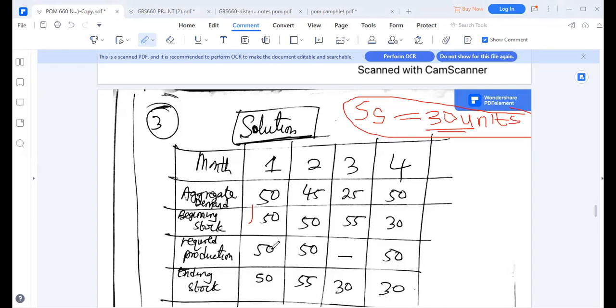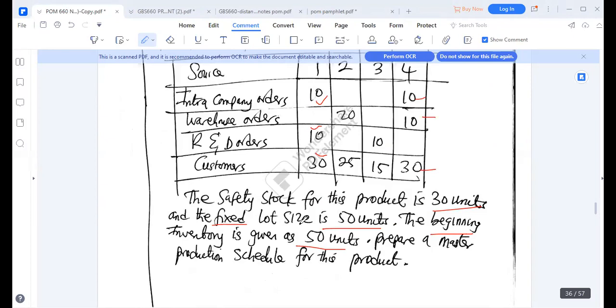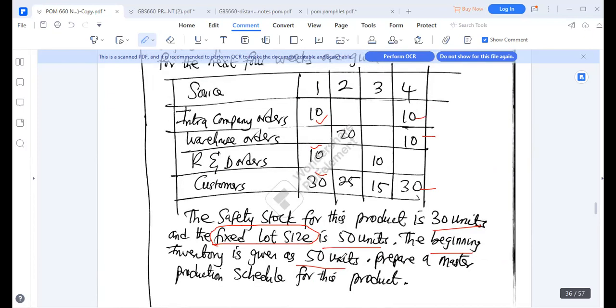So that's why we require production of the fixed lot size of 50. We are finding the fixed lot size. Fixed lot size is the production size. So a fixed lot size of 50, which is 50 units, meaning we are producing in fixed batches of 50. If 50 is not enough, we need to produce 100, in multiples of 50. If 100 is not enough, we can produce 150 or 200 or 250, just like that.